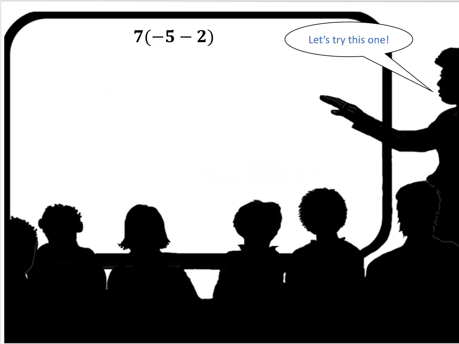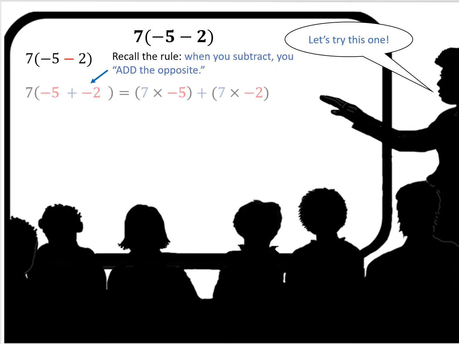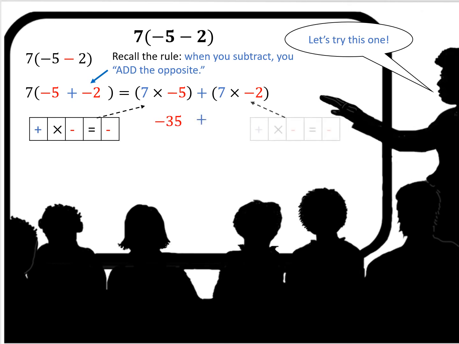Let's try this one. 7 times negative 5 minus 2. Recall the rule that when you subtract, you add the opposite. So now we have 7 times negative 5 plus negative 2. We use the distributive property. We note that a positive times a negative is a negative. So now we have negative 35 plus negative 14.